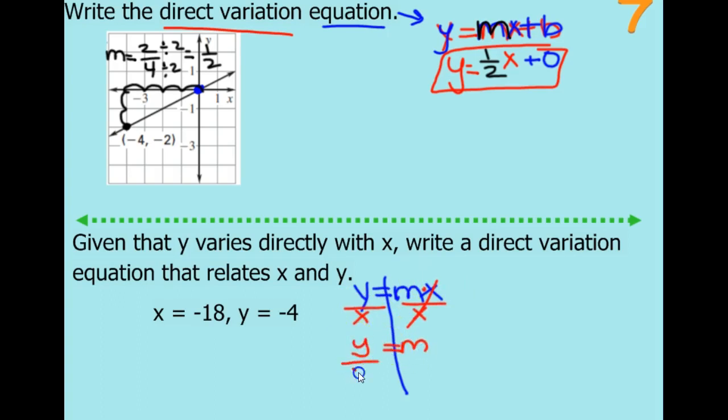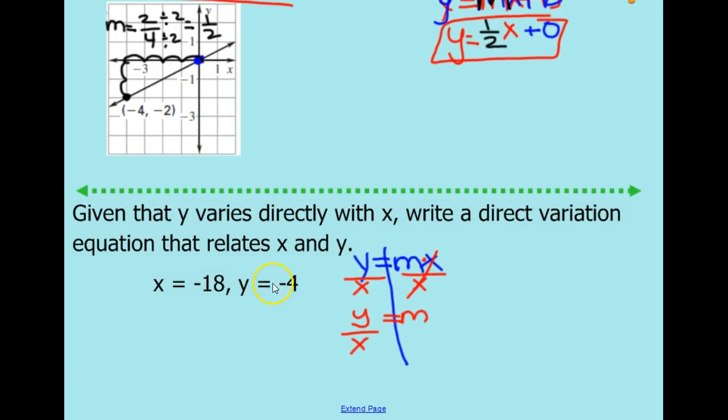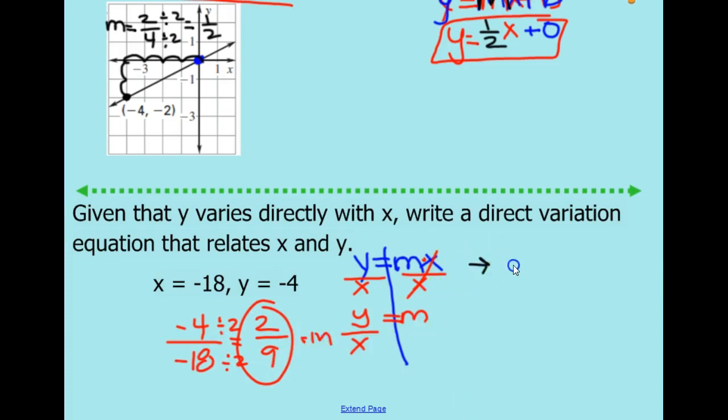So we're just going to take y, and we're going to divide it by x. So y is negative 4. We're going to divide it by negative 18. 2 negatives make a positive, and we can divide by 2. We would get 2 over 9. So our m, or our slope, is 2 over 9. So our equation would be y equals 2 over 9x. And if you want, plus 0.